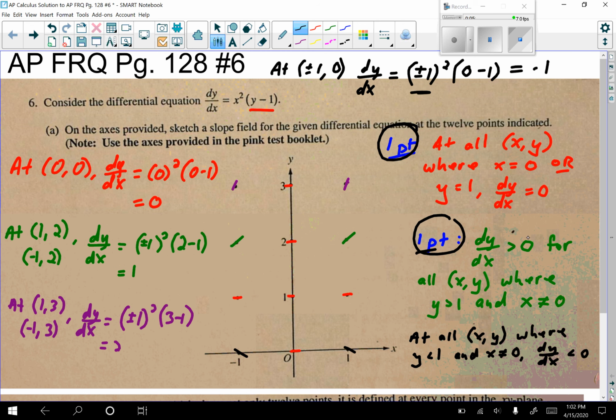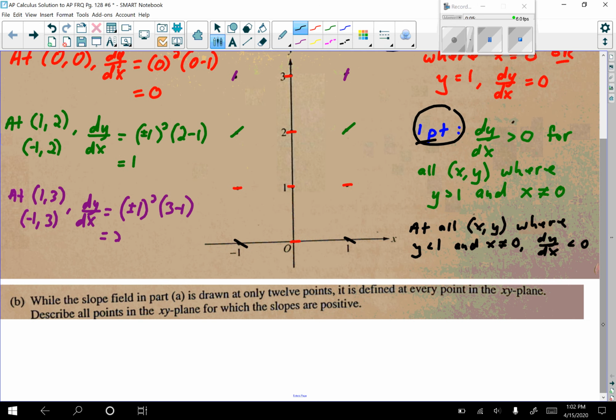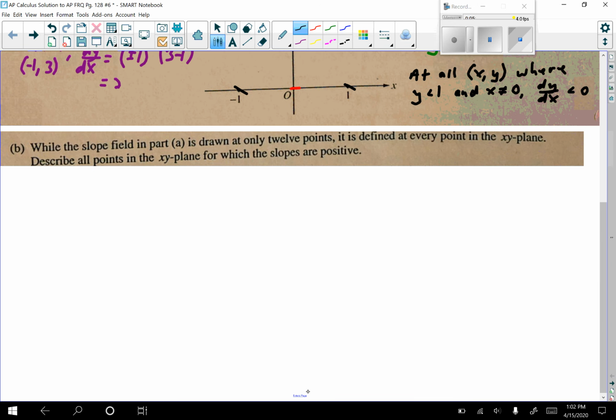All right, now we're actually going to use what I explained here in part A for part B. So this is just worth 1 point. So for parts A and B, we're at a total of 3 points so far. It just says describe all points in the xy plane for which the slopes are positive. So here we would just say the slopes are positive.